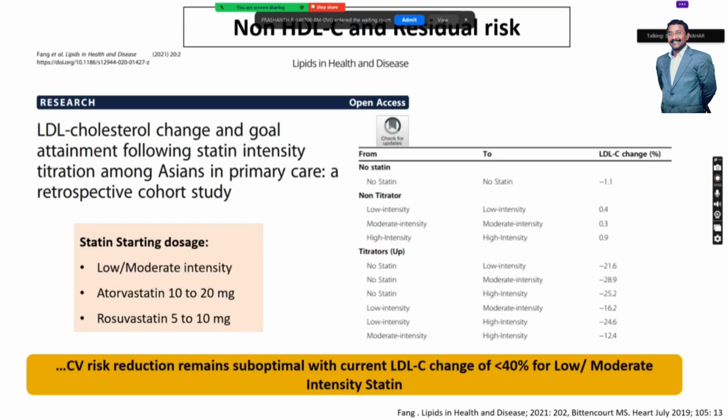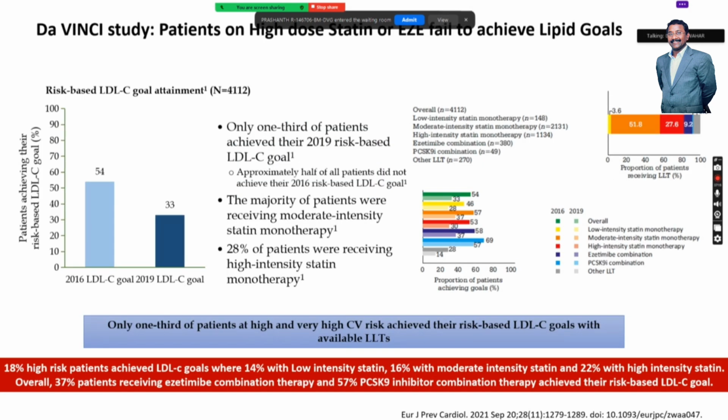What about non-HDL cholesterol and the residual risk? See, CV risk reduction remains suboptimal with the current LDL change of less than 40% for low or moderate intensity statins. In the Da Vinci study, patients on high dose statins or ezetimibe failed to achieve the lipid goals. Only 1/3 of the patients at high and very high CV risk achieved their risk-based LDL-C goals with available lipid lowering drugs. So this is again very important.